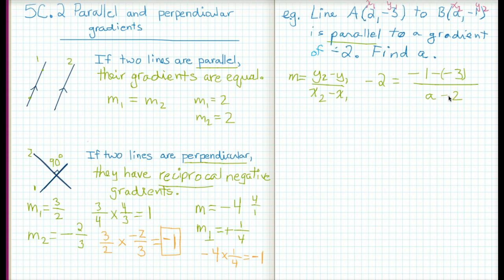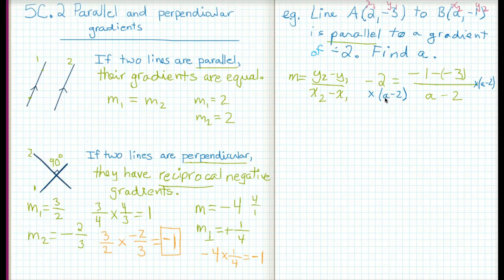I've got fractions, so the first thing I want to do in order to make the fractions a little bit easier to deal with is to multiply both sides by a minus 2. So I'm going to multiply this side by a minus 2, and I'm going to multiply this side by a minus 2. Got brackets, so I'm going to have to expand.